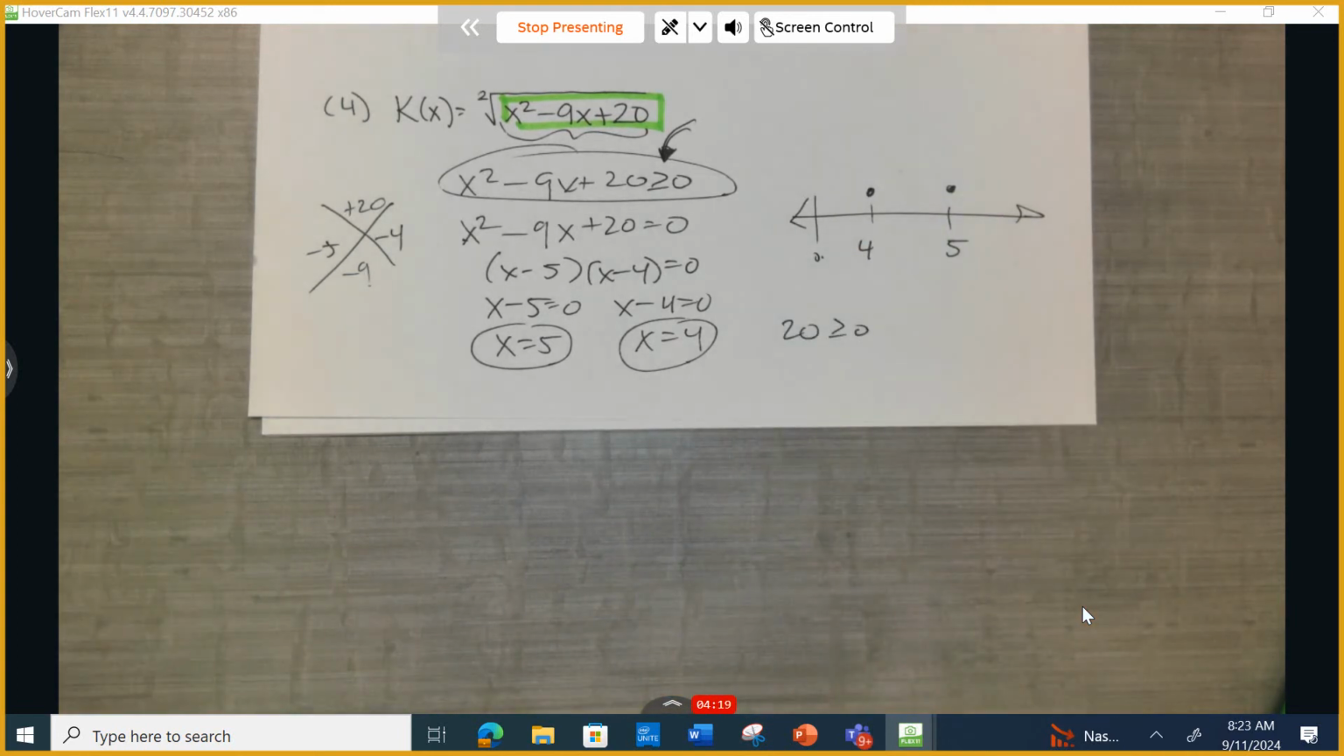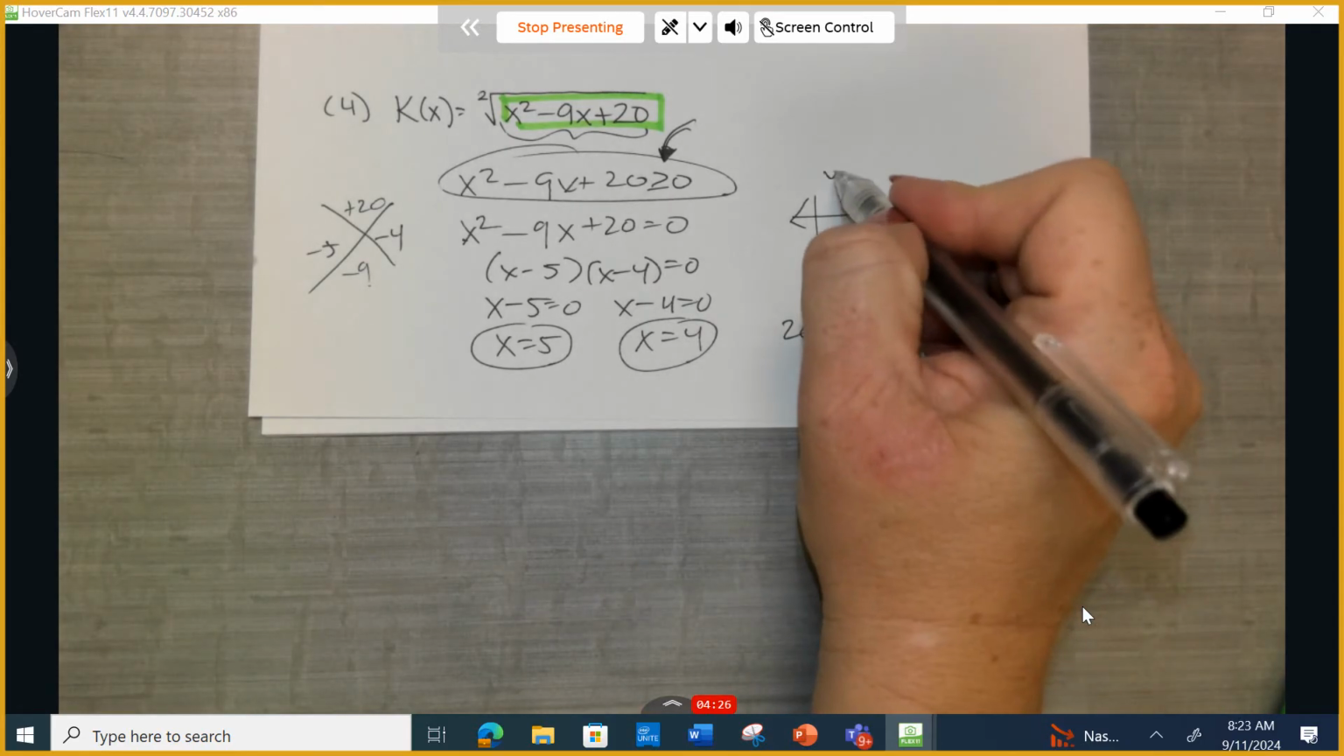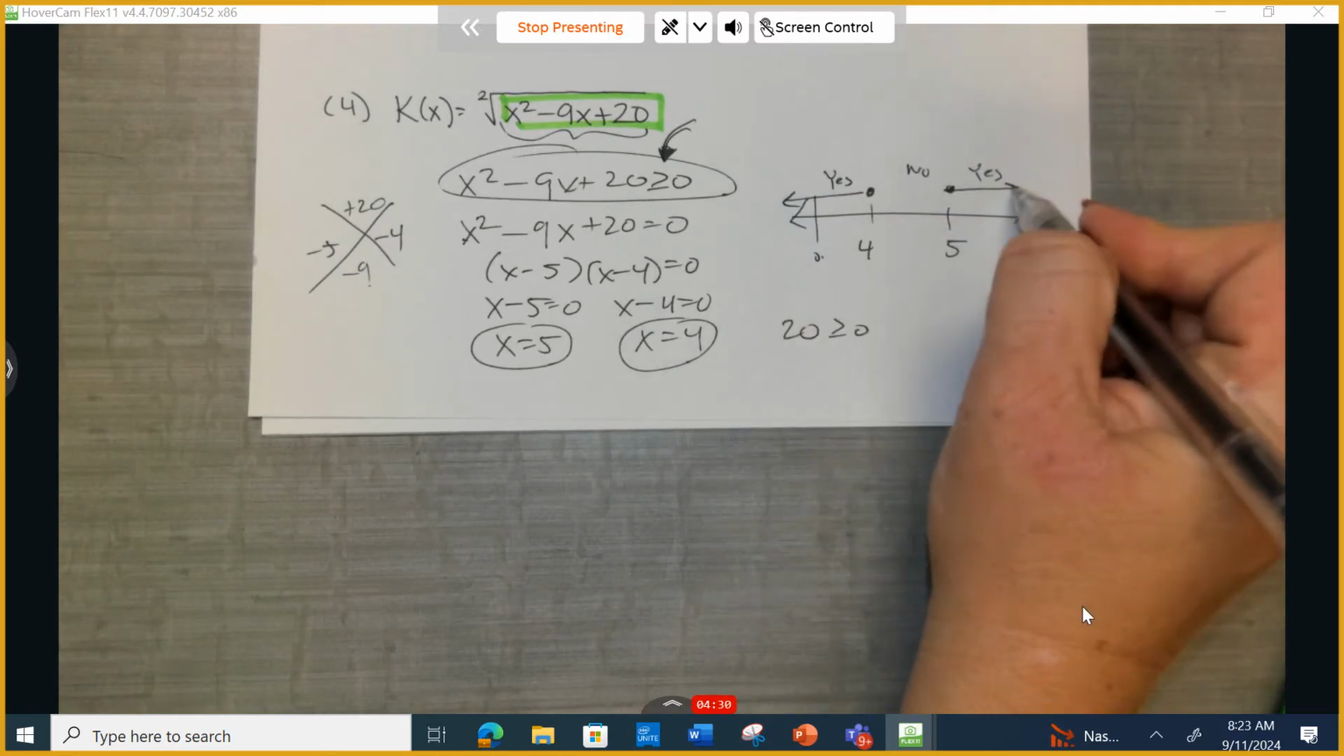Is this a true statement? Is 20 greater than or equal to 0? Yes. I tested 0, which is to the left of 4. That means this is a yes, this is a no, and this is a yes. So I shade this way and I shade this way.